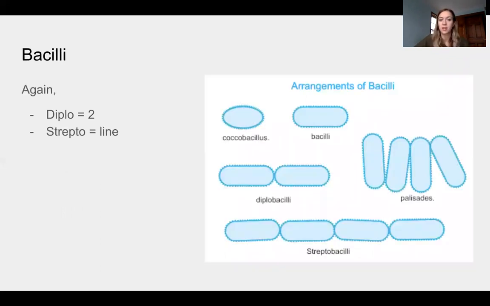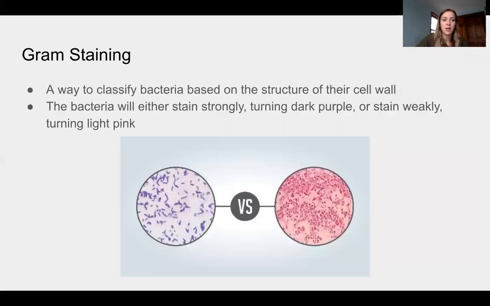Bacilli, it's a similar thing. There's a coccobacilli, which is basically a cross between a cocci and a bacilli. Again, you have diplo, that just means two, strepto is in a line, and then palisades. Honestly, I wasn't super familiar with that one myself. It's definitely not a super high yield thing to know, but again, just familiarize yourself with this. Look over these images.